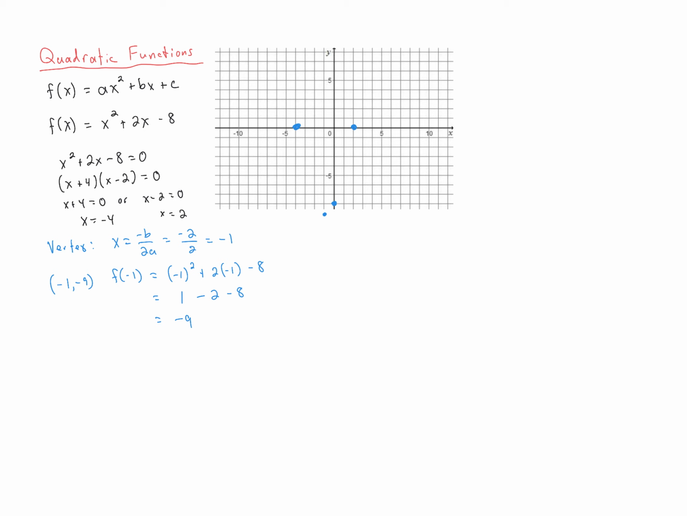Once we have that, we can draw in a nice parabola with the correct vertex that goes through the intercepts that we've got, and that is our graph of f of x equals x squared plus 2x minus 8.